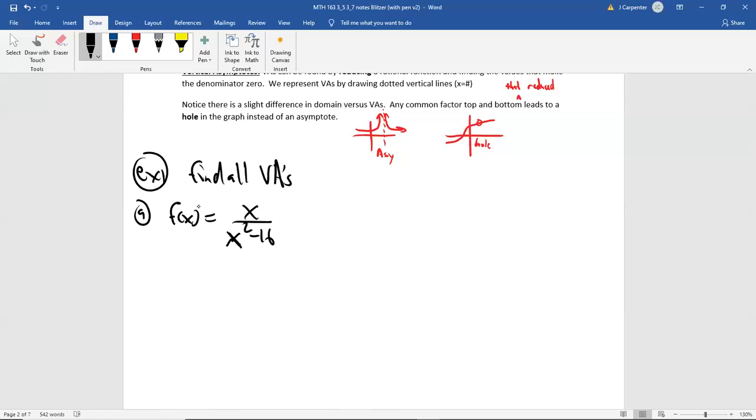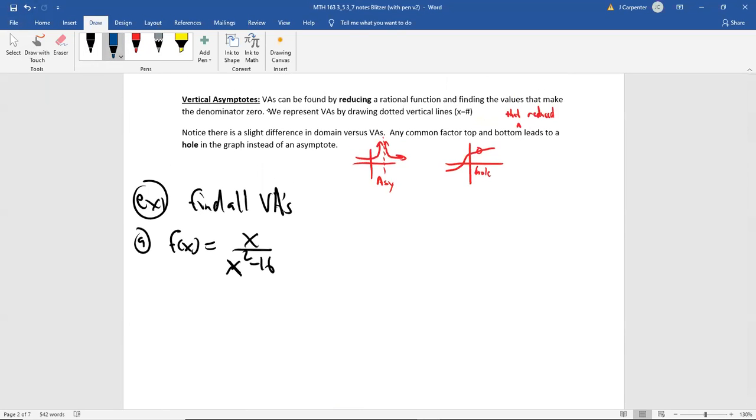All right, so f of x equals x over x squared minus 16. Well, to find the vertical asymptotes, we have to reduce, if possible. You can't just reduce in this form, so you've got to factor it. X squared minus 16 is x plus 4 times x minus 4. Well, guess what? Nothing cancels here. You cannot cancel any of these x's. You could only cancel something if this top was an x plus 4 or an x minus 4.